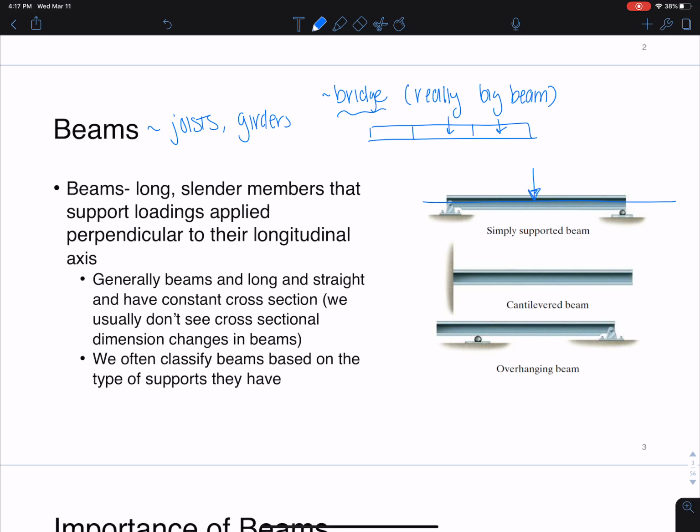So they're super important structures and we often classify them based on the type of supports that they have. So you might have heard this term simply supported beam. That just means that we have a pin and a roller system here. Cantilever beam means it's just supported at one end with a fixed support, and then we have a free end here. And then an overhanging beam means this support's kind of pushed in a little bit. It's not quite at the end like a simply supported beam, okay?